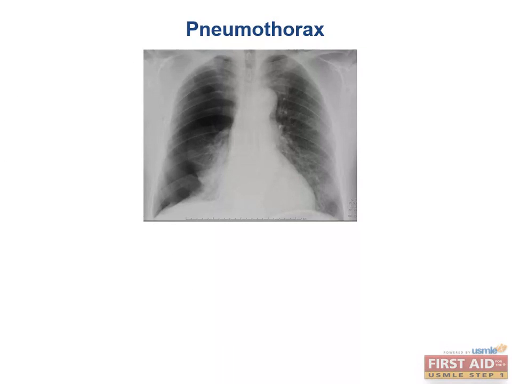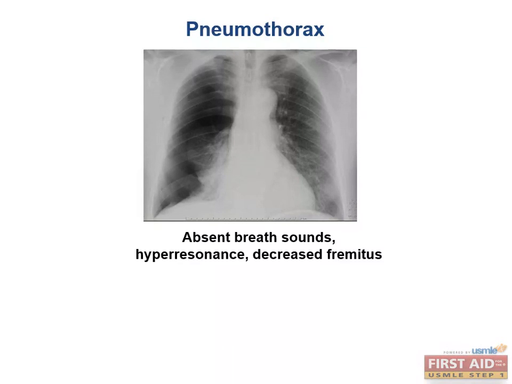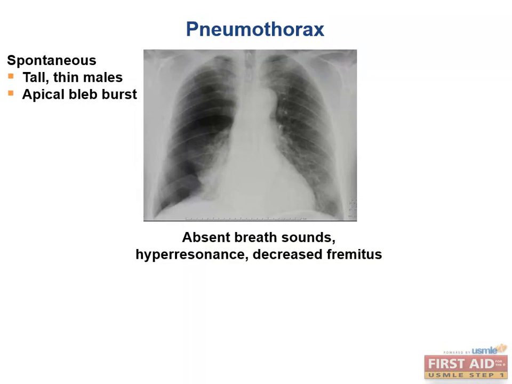As we discussed earlier, pneumothorax can present with classic absent breath sounds, hyperresonance, and decreased fremitus. Patients may also have some chest pain and shortness of breath. Usually these patients look very uncomfortable in the ER. Spontaneous pneumothorax typically occurs in tall, thin, young males who have these apical blebs that pop, but they're otherwise healthy.